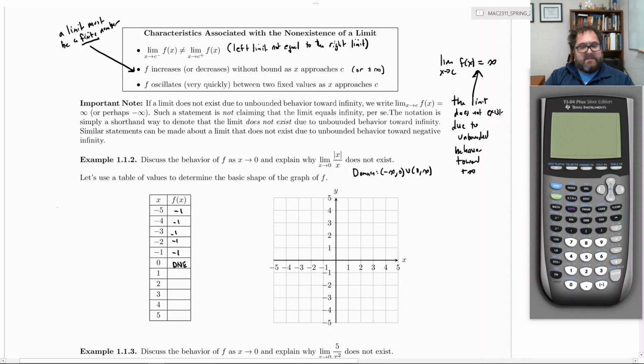Let's plug in a +1. If you do +1, it'd be absolute value of 1 over 1. Well, absolute value of 1 is 1. Divide by 1, you get 1. What about 2? Absolute value of 2 over 2, well, that's 2 over 2, which is 1. So for all of these, you get +1.